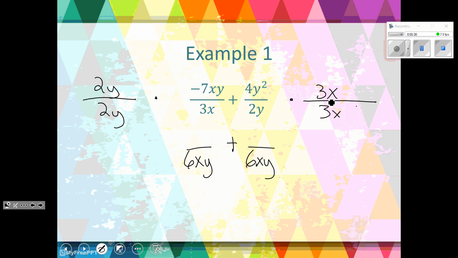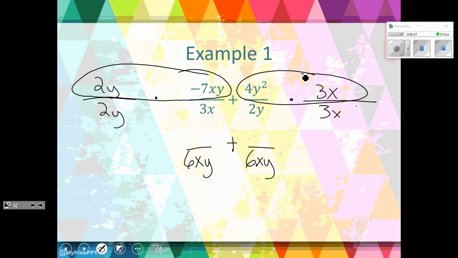Everybody understand how I figured that out? I said 2 times 3 would be 6. And I've got the y, but I also need to multiply by the x. Okay? So at this point in time, I'm going to multiply these together and change my numerators.